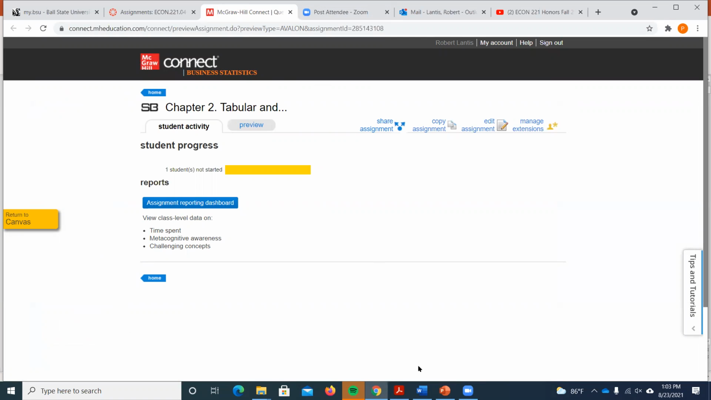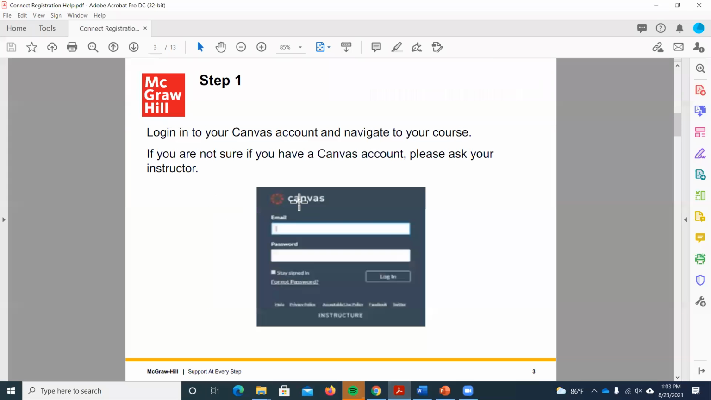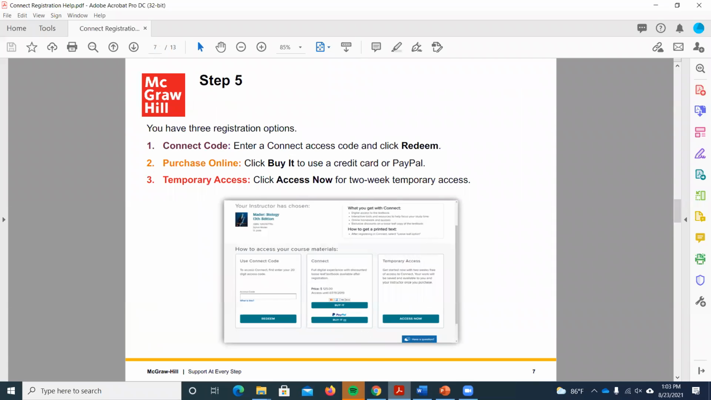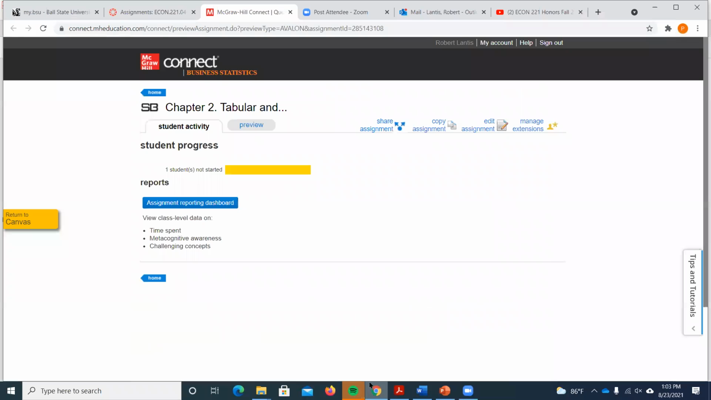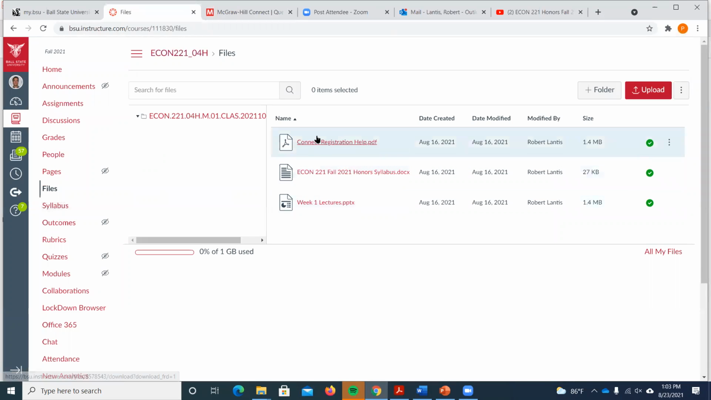But if you're having some difficulty with that, I also put up a Connect registration guide. It has some different screenshots to walk you through it. It is pretty easy, but that is also up on Canvas under Files. That Connect registration help is there as well, okay? And I think I even have a slide in a second that does it line by line as well.